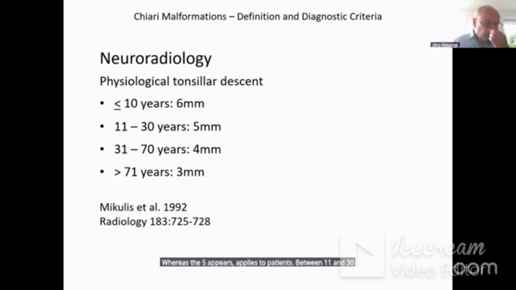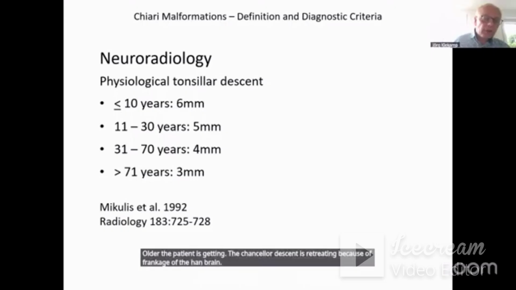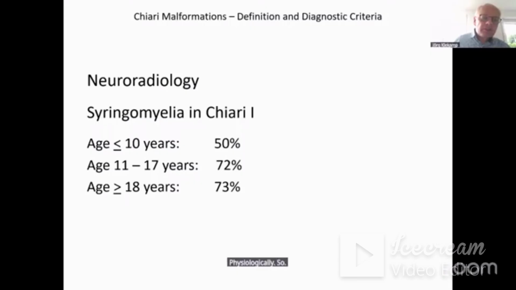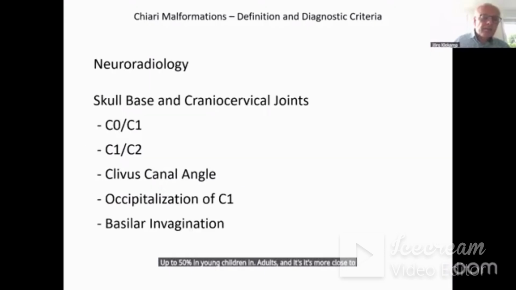And as older the patient is getting, the descent is retreating because of shrinkage of the human brain with ongoing age physiologically. So syringomyelia in Chiari 1, up to 50% in young children, in adults, and it's more close to 75%.